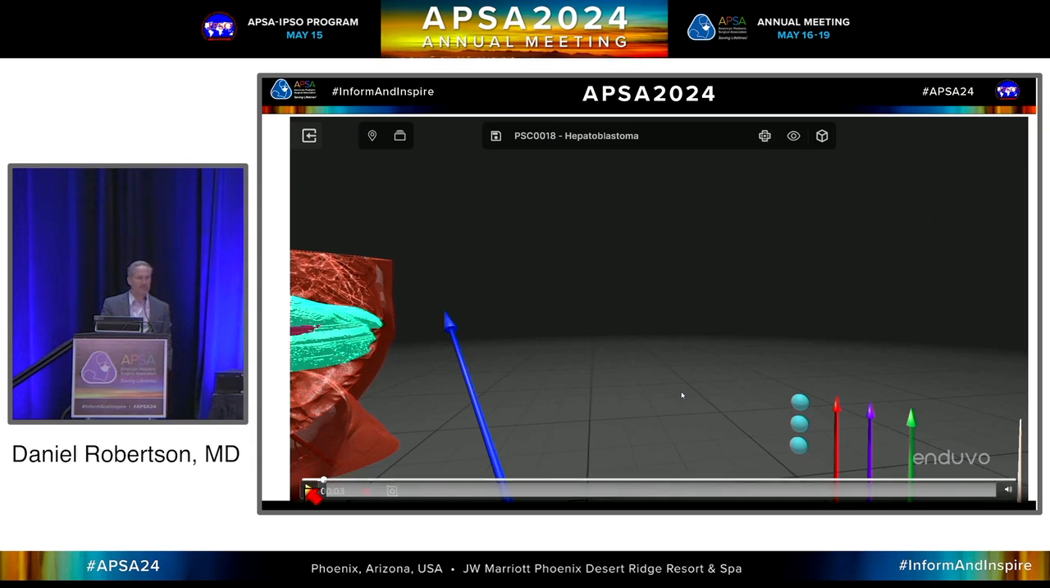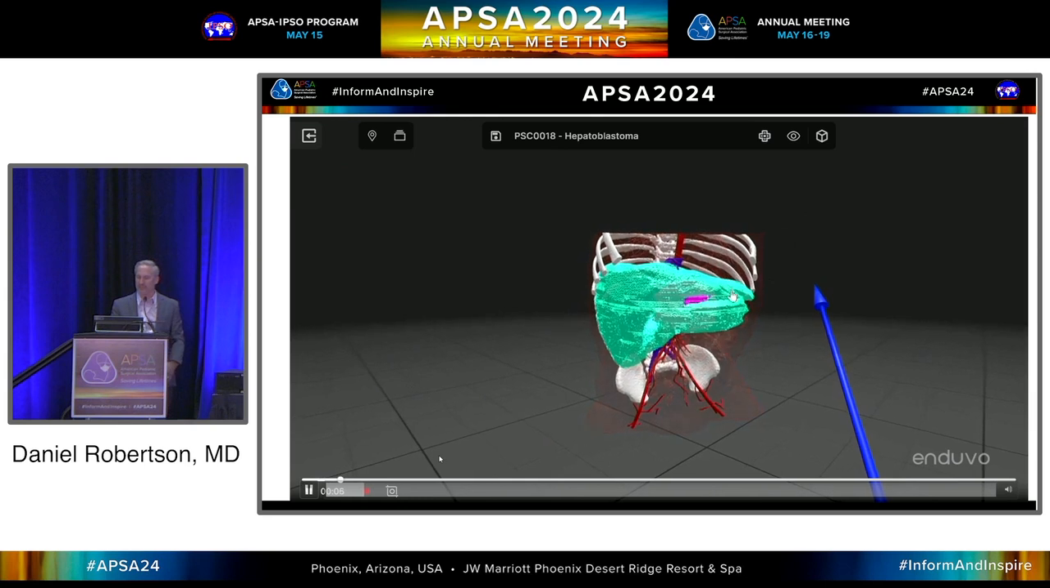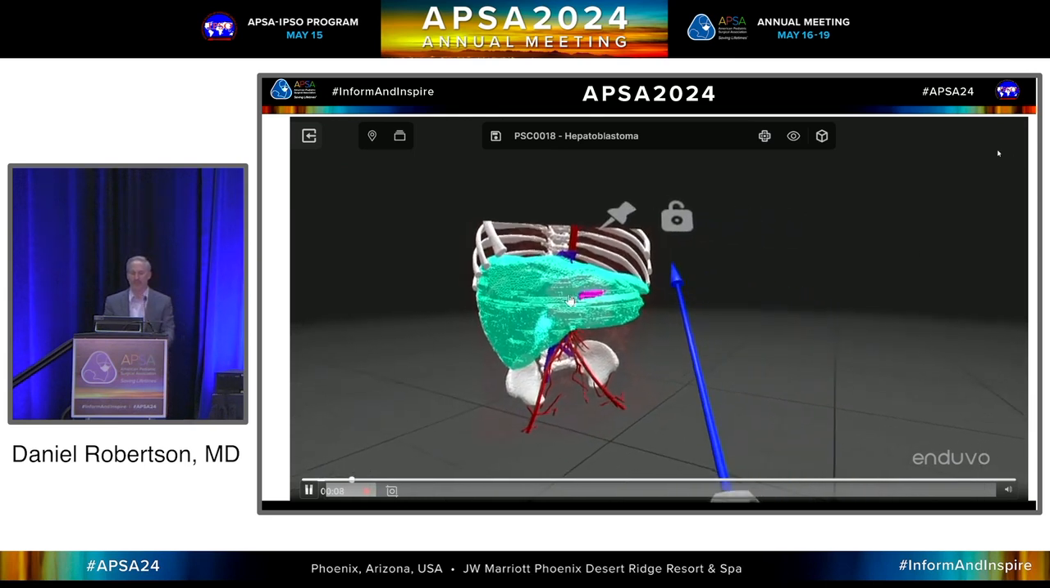So let's review a case, and this is a 3D rendering. Of course, this isn't in VR, but this is the software we use for viewing, which is Induvo. It is cloud-based, so all you need is a login and a password, and you can view it from anywhere. This is a good example of a case that benefits. This is a hepatoblastoma, and you can see initially you can barely see the tumor, as is often the case.